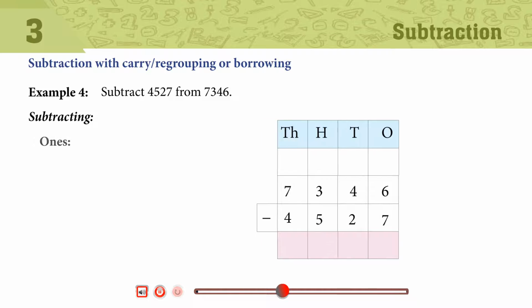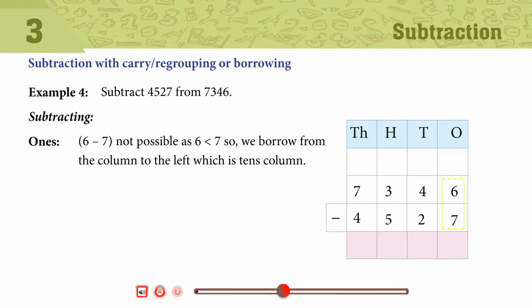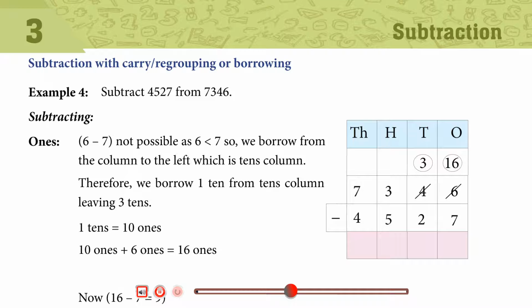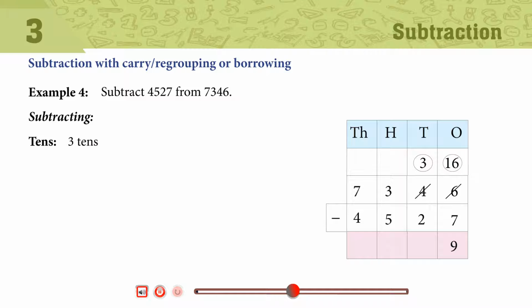Subtracting. Ones. 6 minus 7 not possible as 6 is smaller than 7. So, we borrow from the column to the left, which is tens column. Therefore, we borrow 1 ten from tens column, leaving 3 tens. 1 ten is equal to 10 ones. 10 ones plus 6 ones is equal to 16 ones. Now, 16 minus 7 is equal to 9. Tens. 3 tens minus 2 tens is equal to 3 minus 2 is equal to 1.